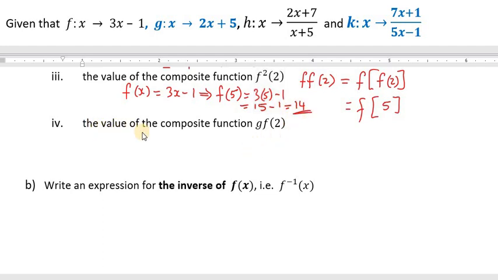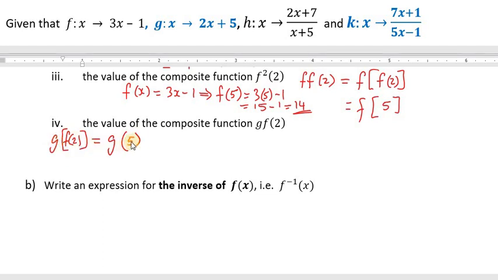Now let's look at this. The value of the composite function g of f of 2. This is similar to the previous one, but notice that we have g of f of 2. So this is really saying that we want f of 2 within g. We know what f of 2 is. We worked that out already. What was f of 2? Going back to this example, f of 2 is 5. So replacing f of 2 here with 5, it's g of 5.